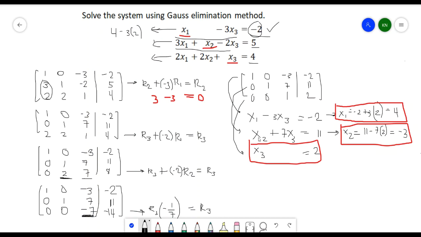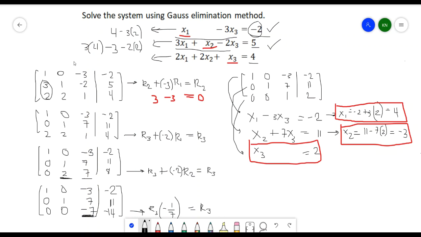Now for the other equation, we have 3 times x sub 1, which is 4, plus our x sub 2, which is negative 3. So we can write this one as negative 3 minus 3. And then we have minus 2, and we have the 2. So 12 minus 3, that is equivalent to 9, minus 4, that is equivalent to 5. So this is correct.